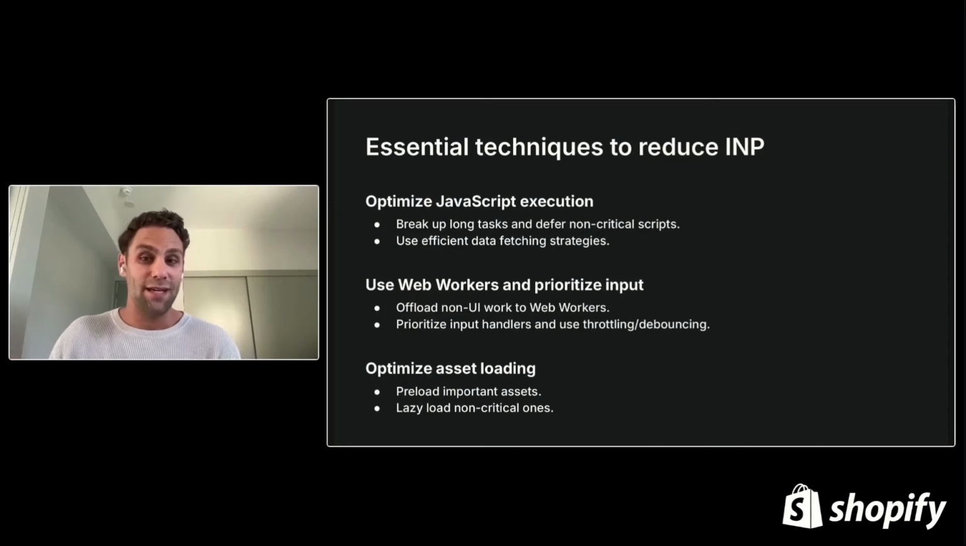To optimize INP, consider the following approaches. First, optimize JavaScript execution by breaking up long tasks into smaller chunks and deferring non-critical scripts. This ensures that the main thread isn't blocked, allowing for quicker responses to user inputs. Second, use web workers. Offloading non-UI work to web workers frees up the main thread. Additionally, prioritize input handlers and implement throttling or debouncing to manage rapid input events effectively.